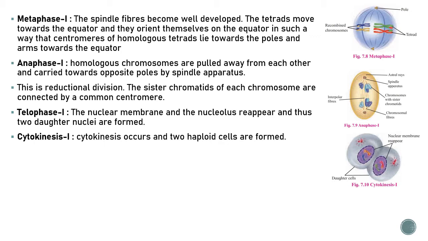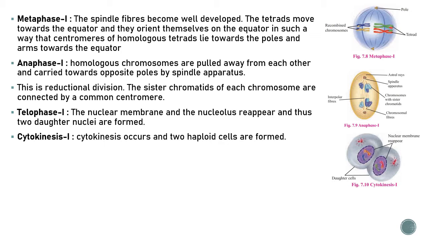Then the last phase, that is cytokinesis. We are studying meiosis first. After karyokinesis, cytokinesis occurs and two haploid cells are formed. After completion of cytokinesis, there is a formation of two haploid cells.